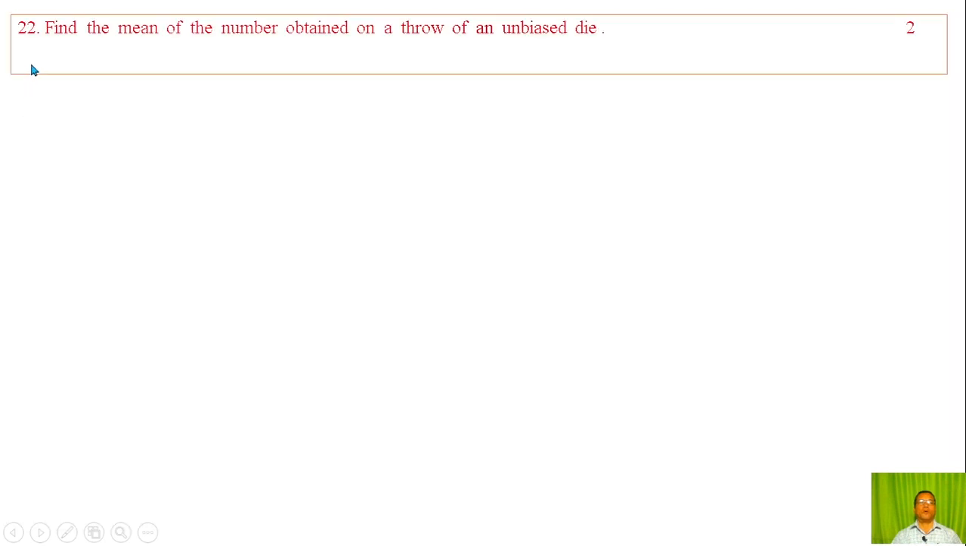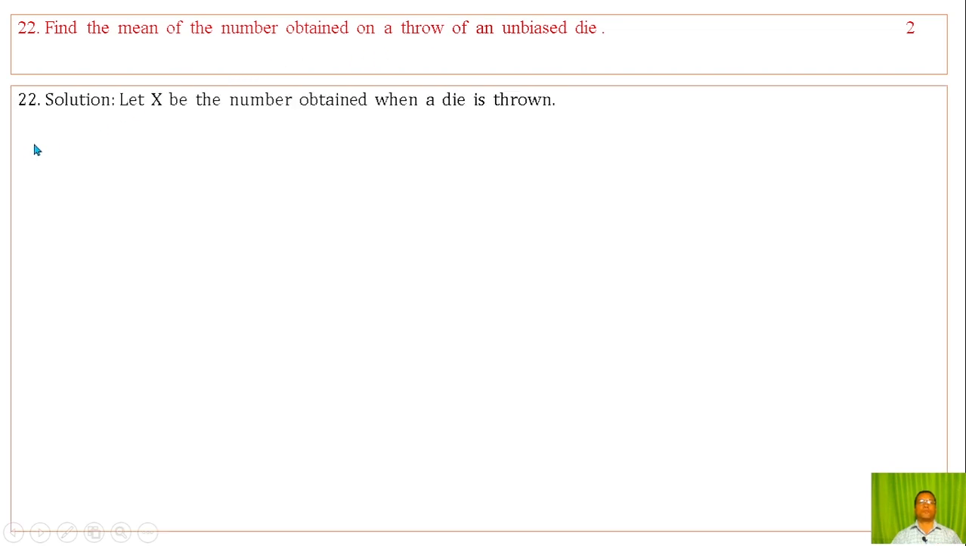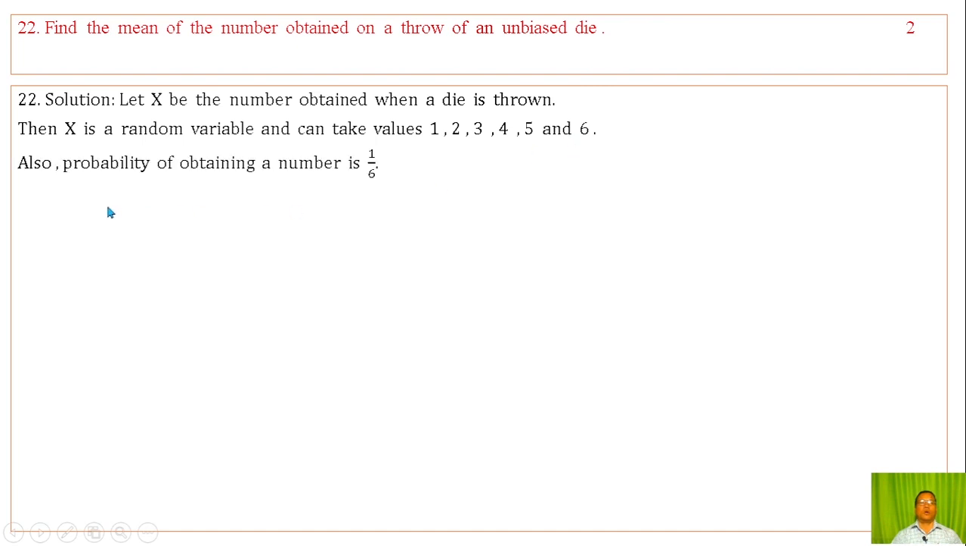Question number 22. Find the mean of the numbers obtained on a draw of an unbiased die. 2 marks. Let x be the number obtained when a die is drawn. Then x is a random variable which can take values 1, 2, 3, 4, 5 and 6. Also, the probability of obtaining each number is 1 by 6.